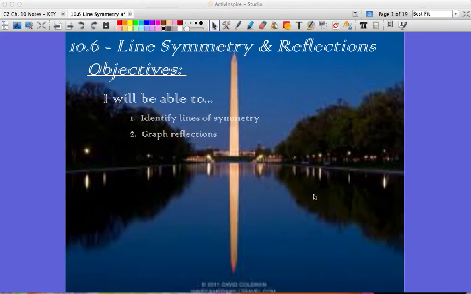Welcome to Lesson 10.6, Line Symmetry and Reflections. Today we're going to talk about how to identify lines of symmetry and how to graph reflections.